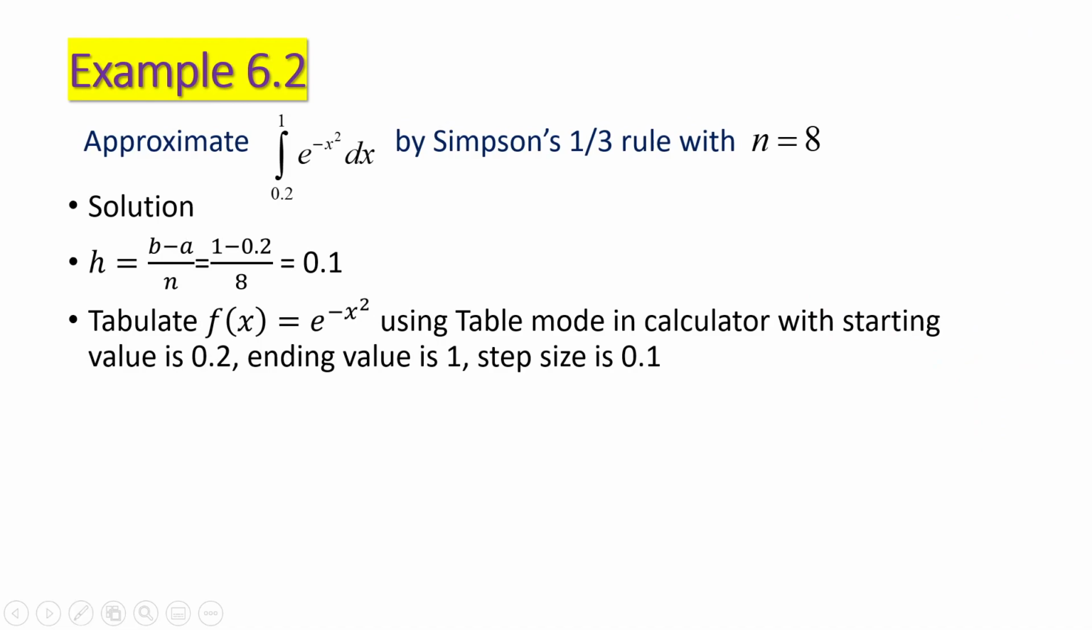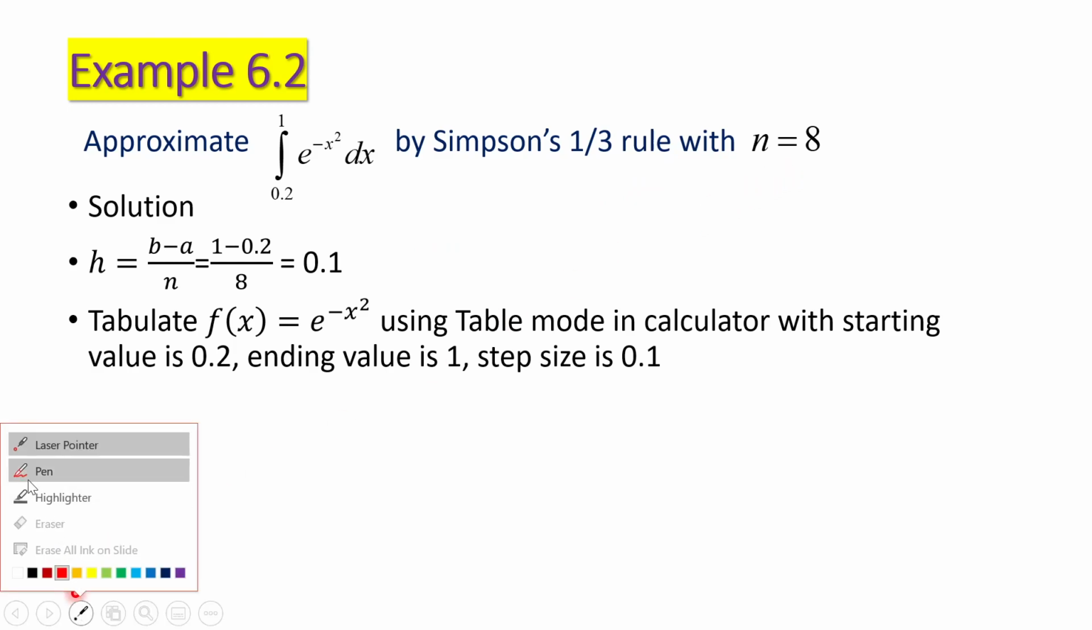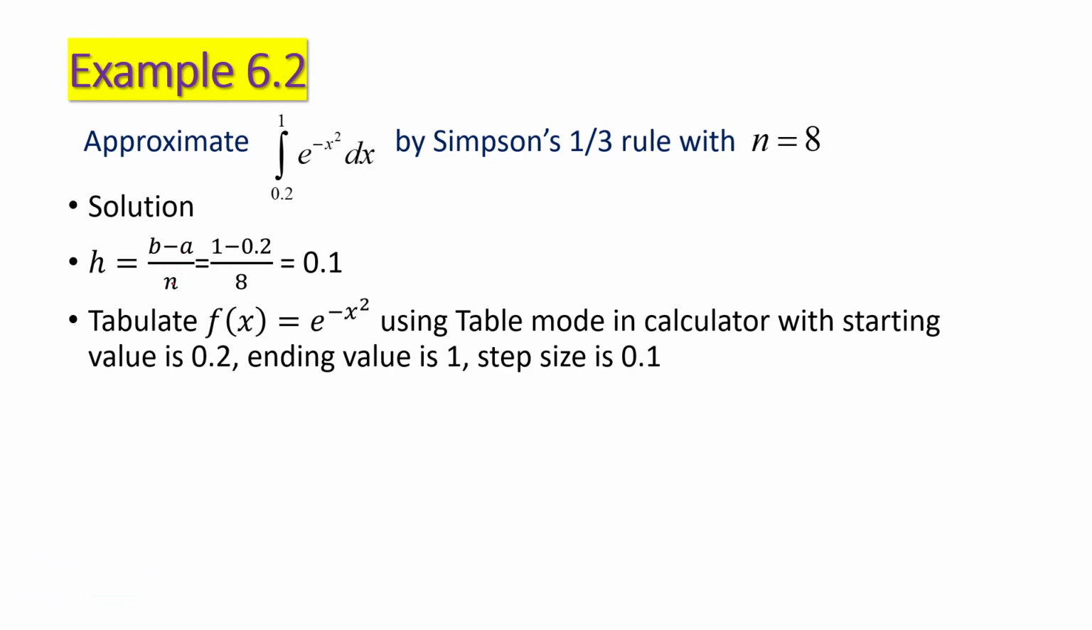Okay, and example 6.2 here: approximate the integral of exponent negative x squared dx from 0.2 to 1 by Simpson 1/3 rule with n equal to 8. So given n, you can find h. h is actually given by b minus a over n. If given h, then you can find back n. This one, given n, then you can find h. If given h, then you can find n.